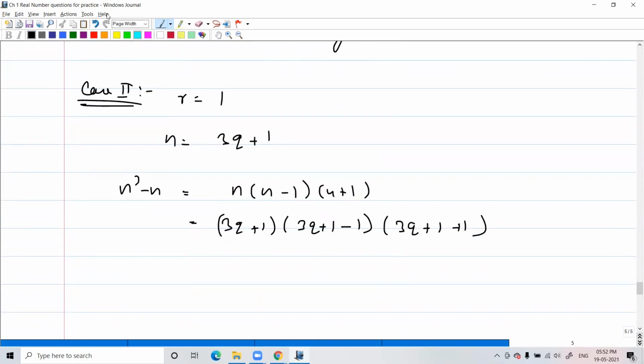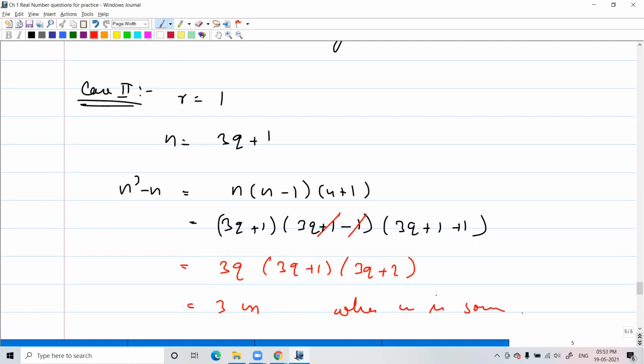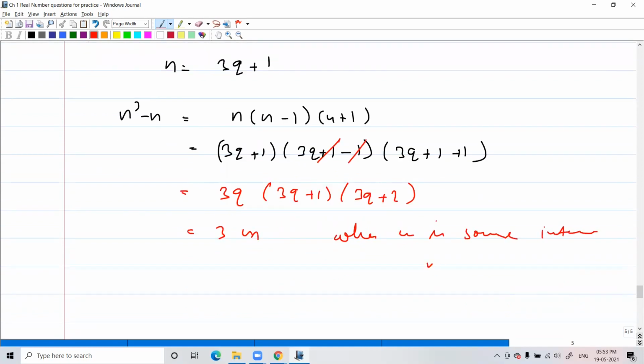As you can see, this plus 1 minus 1 gets cancelled. There will be only 3q remaining. So again, that 3q comes out. So it will be 3q times 3q plus 1 and 3q plus 2. Again, 3 is a factor over here. So I can write this as 3m, where m is some integer, and m is equal to q times 3q plus 1 and 3q plus 2.